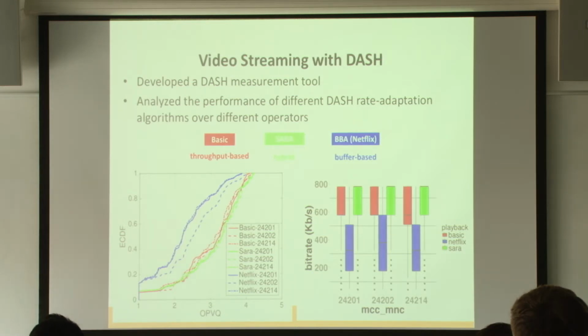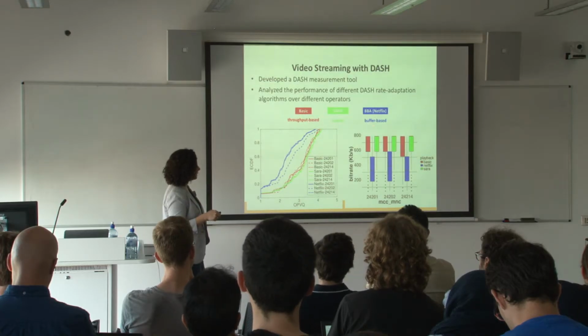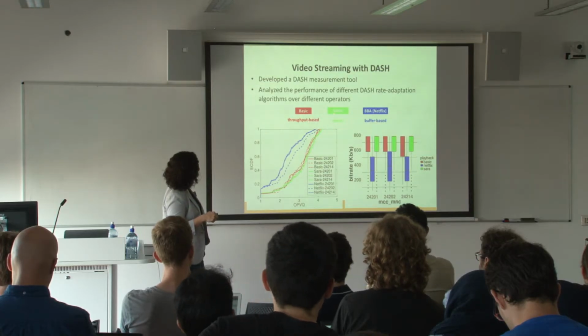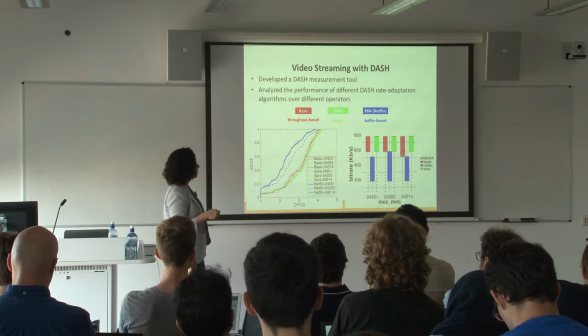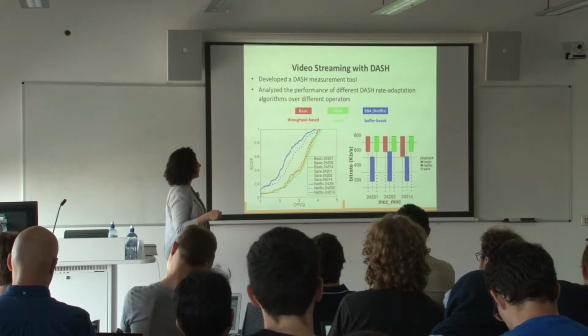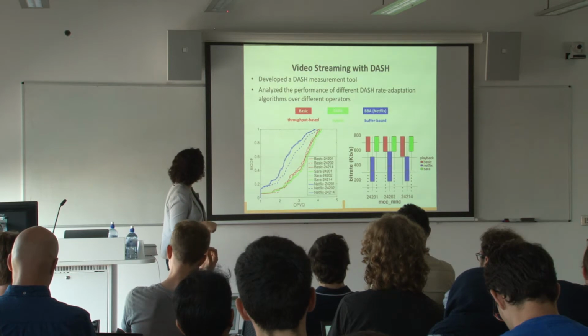And then we also have multiple operators. How does the ecosystem look? This was a small scale experiment. So we have the basic, which is a throughput-based rate adaptation, and we have the Netflix buffer-based rate adaptation, and then we have the hybrid, which is segment-aware rate adaptation, the SARA one.